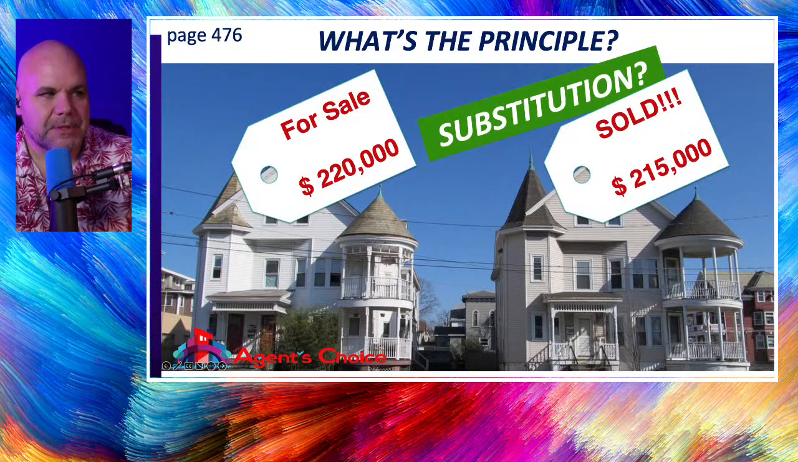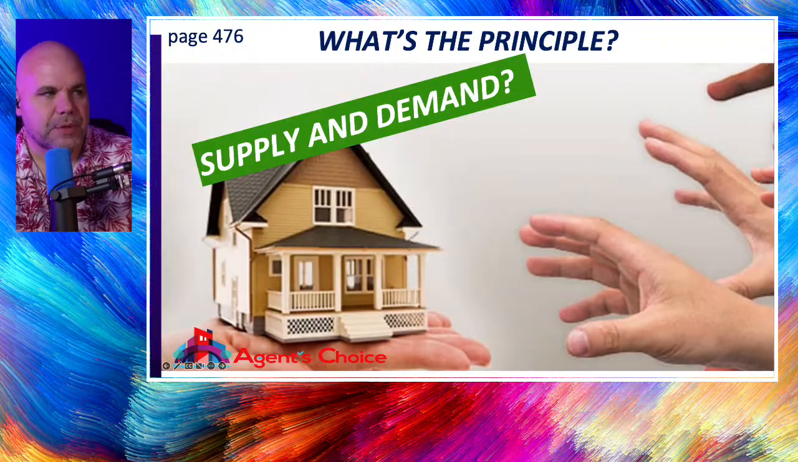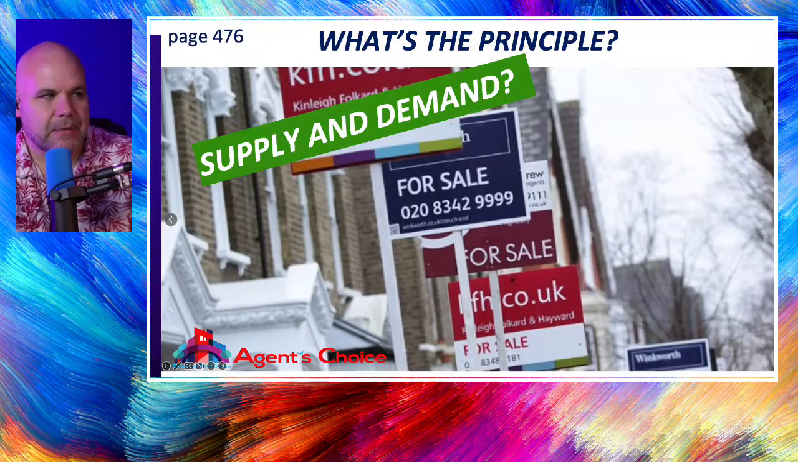Here's that principle of substitution. Two houses, pretty much the same thing. One is asking less than the other. It's going to sell quicker. The one that's asking $215 sold quicker than the one for $220. Supply and demand, we're dealing with that right now. The more there are to pick from, the lower the price.